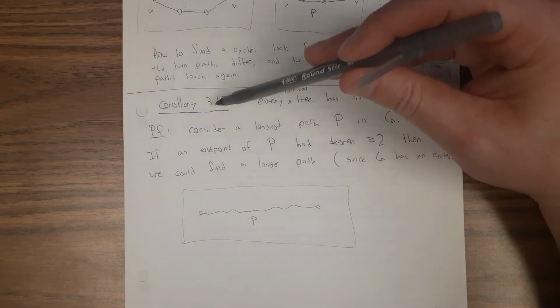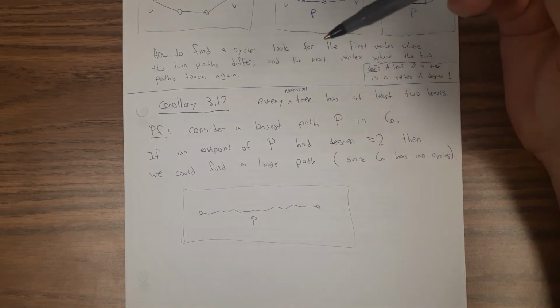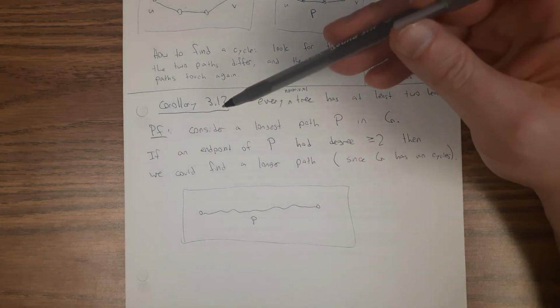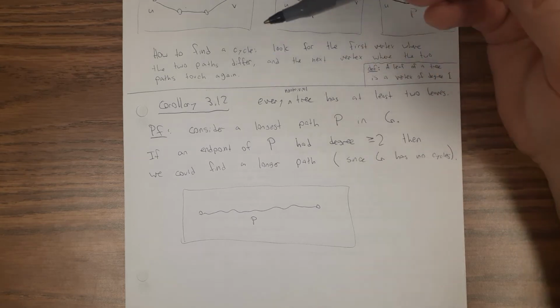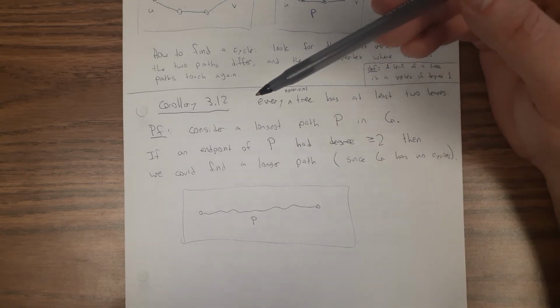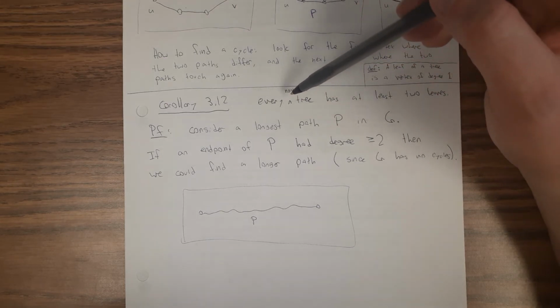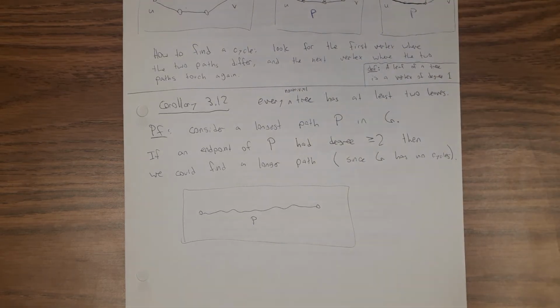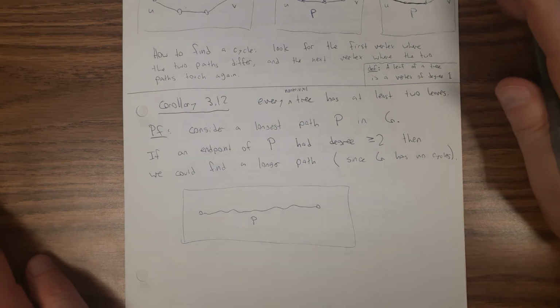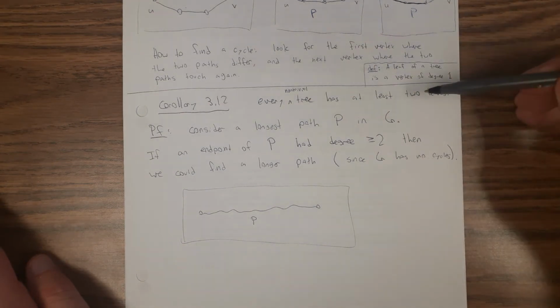And so here's a corollary, and I'm going to provide a different proof of this corollary than the one that's in the book. So the corollary just says every non-trivial tree, non-trivial just means that it has more than one vertex, the trivial graph is the one that just has one vertex, and so what I'm saying is that every non-trivial tree has at least 2 leaves.